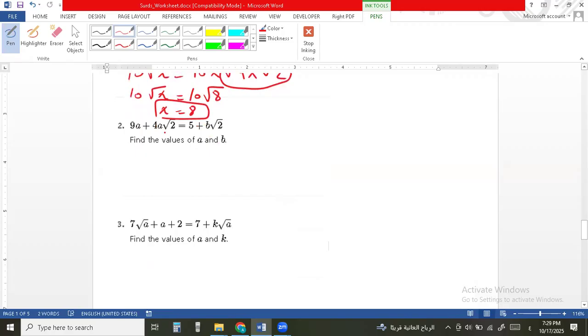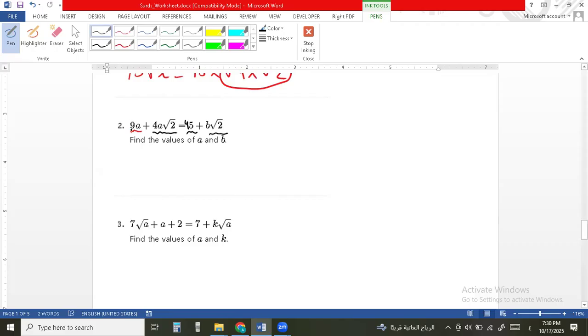Next, same thing exactly. I'm going to play the same game. As you see here, I got 9a. Oh, but there is a mistake in here. Let me first erase this. This is 45, okay? It is 45. So I got here 9a plus 4a root of 2 equals 45 plus b root of 2. Mister, these two are exactly the same.